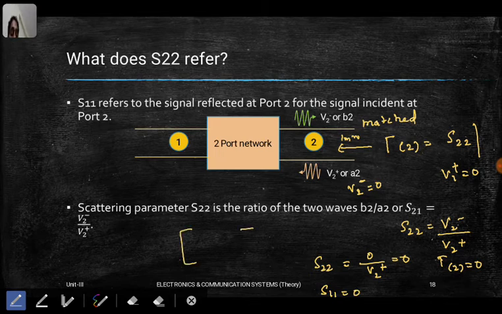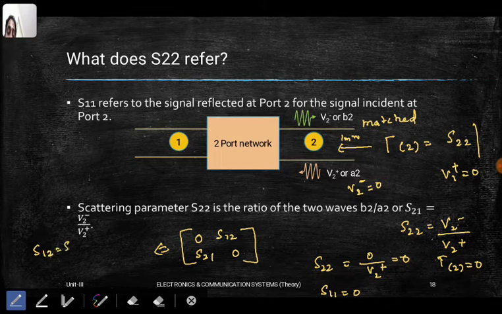So the S matrix of a matched port, either matched at 1 or matched at 2, if the two port network is matched in input and output, can be written as S11 is 0, S22 is 0, and S12, S21. And also if the devices are symmetric, if I am able to interchange the ports, S12 should be equal to S21. That is, if Sij equals Sji, it means that both are interchangeable. Instead of giving input here, I can give the input here also, so I can use that.